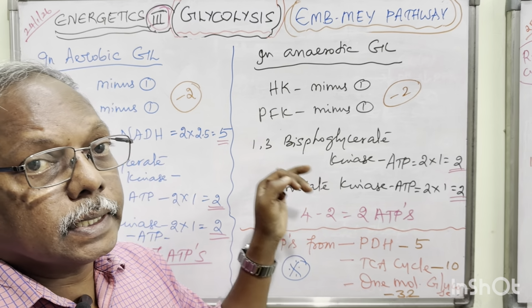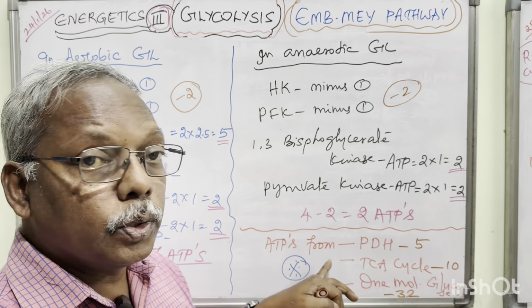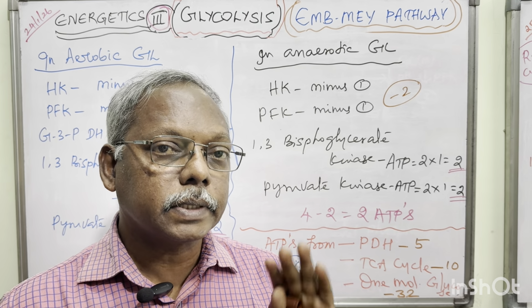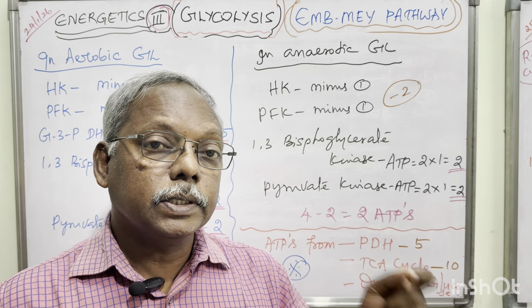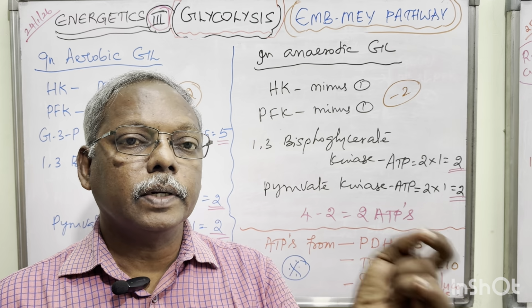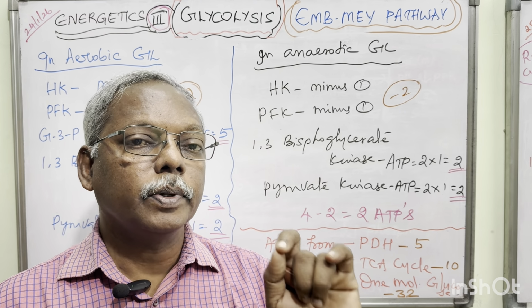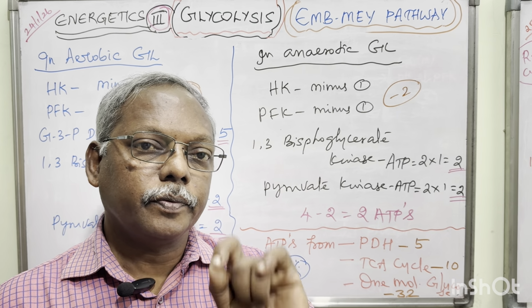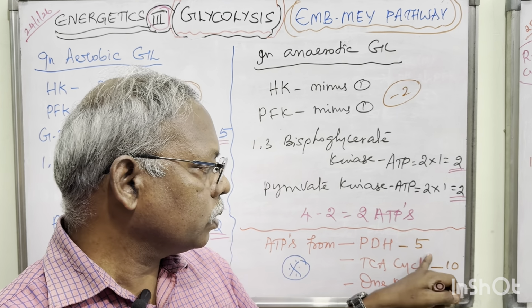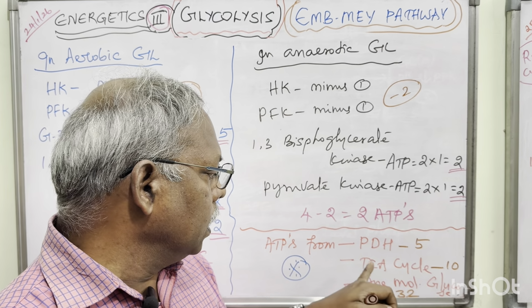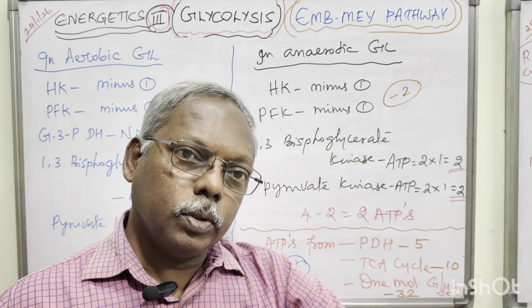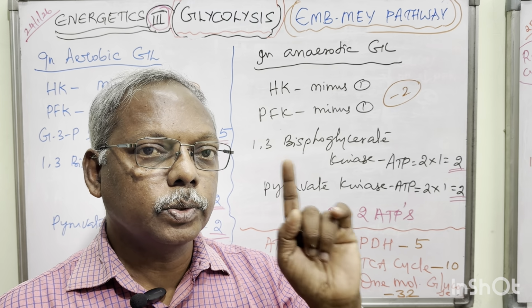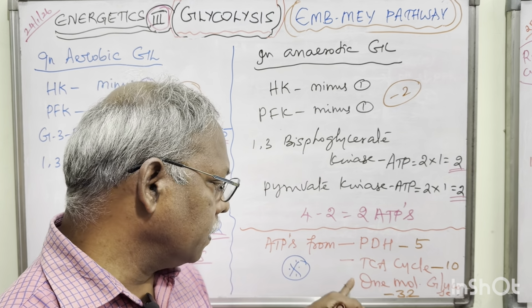Like this, that is energetics of glycolysis, you should know about the ATP production from PDH, the pyruvate dehydrogenase complex. In this PDH, 2 pyruvate are converted into 2 acetyl CoA with the help of the PDH enzyme. In this reaction, you will get 2.5 into 2, totally 5 ATPs. In the TCA cycle, again 2 acetyl CoA enter. So 1 acetyl CoA releases 10 ATPs, 2 into 10, 20 ATPs in the TCA cycle.